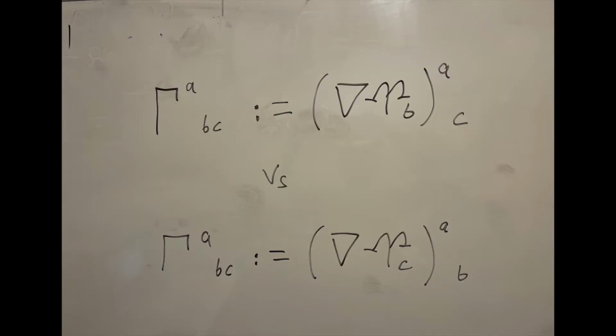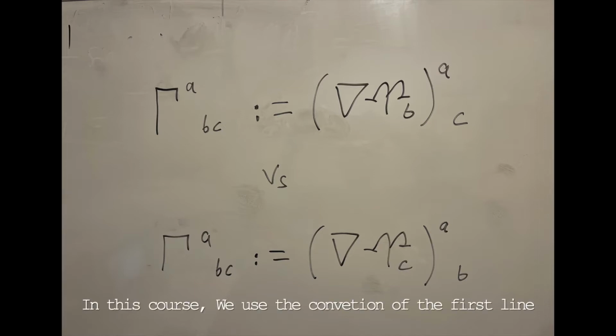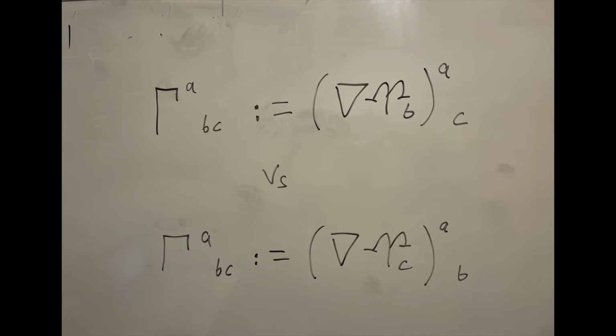Before we continue, let's talk a little bit about the convention used for the coefficients of the connection in this course and how it relates with other conventions that you may find outside of the course. Now, we define in this course the coefficient of the connection A, B, C as the action of the covariant derivative on the vector of the basis B in the direction of C and the component A of the resulting vector. This is the convention of the first line of the screen that you're seeing right now. This is the one we will use.